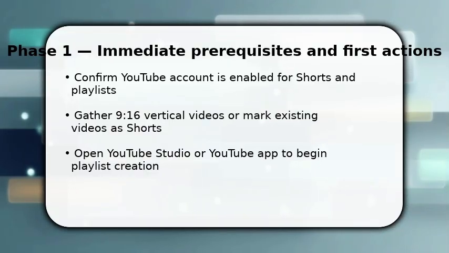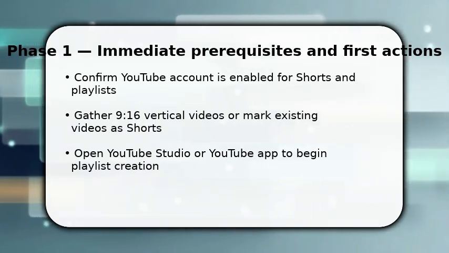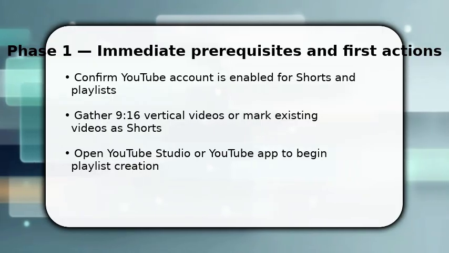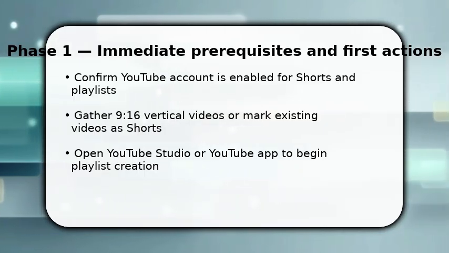You begin by confirming your account supports shorts and playlists. This matters because some features vary by region. Next, collect the vertical 16 videos you want. If they already exist, tag them as shorts with #shorts in the title or description.